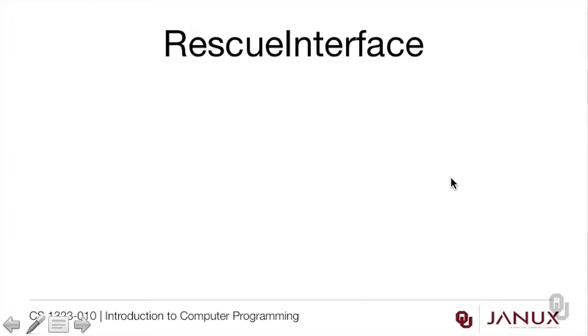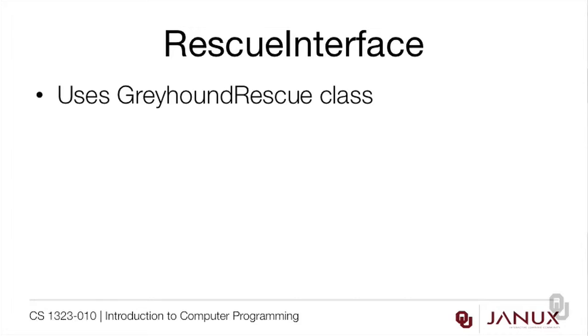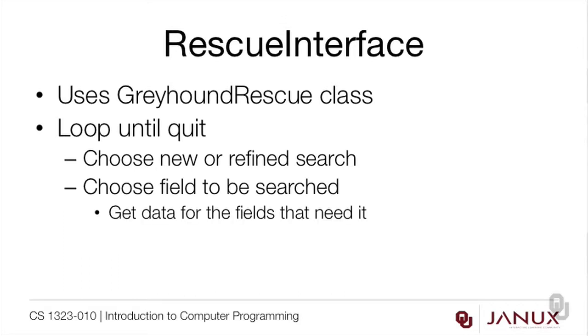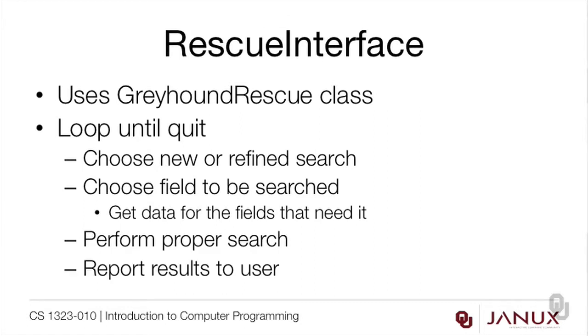Now the rescue interface is some more interesting code. It's going to use the Greyhound rescue class. Notice use, not aggregate. Here's what we're going to do. We're going to loop until we quit. Choose either a new search or a refined search. Now that's interesting. That's something we haven't done before. We're going to choose the field to be searched. We're going to get the data for the fields that need data. Then we're going to perform the proper search, and we're going to report the results to the user.